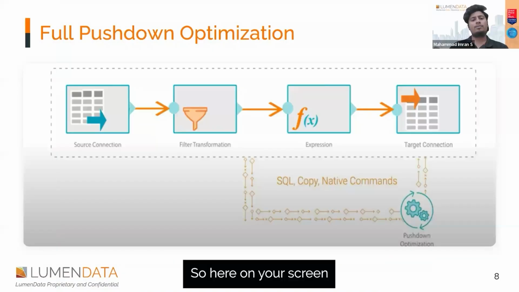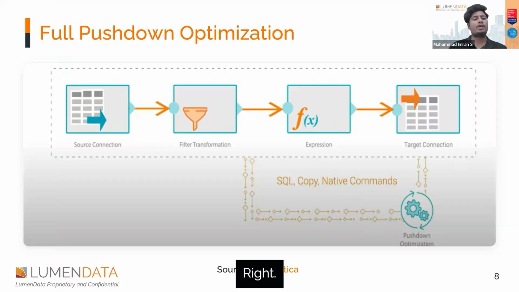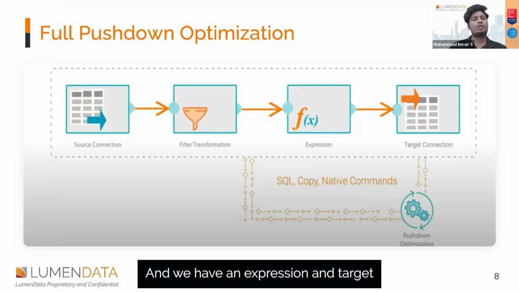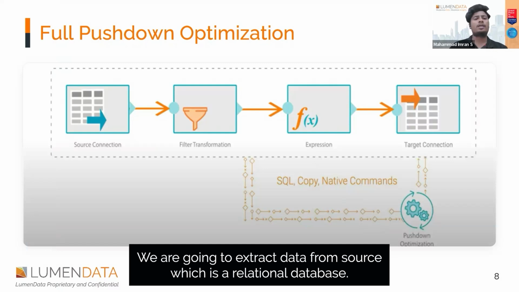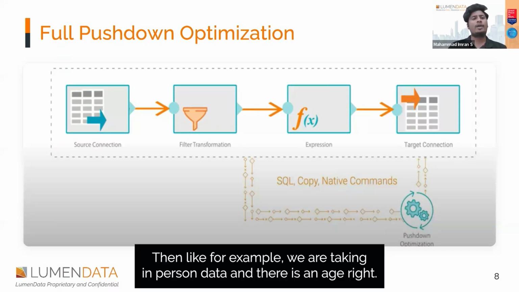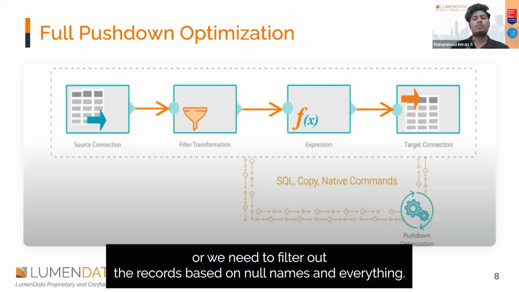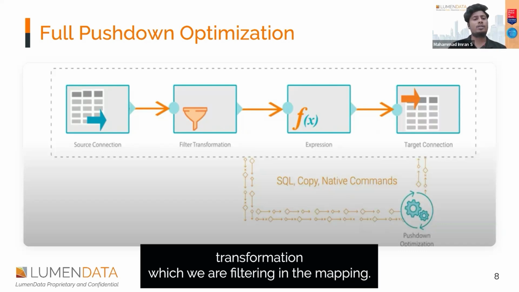So here on your screen we have an image which is showing a basic mapping, right? We have a source transformation, we have a filter transformation, and we have an expression and target. So in a conventional mapping, we are going to extract data from the source, which is a relational database. Then for example, we are taking person data and there is an age, and we need to filter out a certain age, or we need to filter out the records based on null names and everything. And that can be done in the filter transformation, which we are filtering in the mapping.